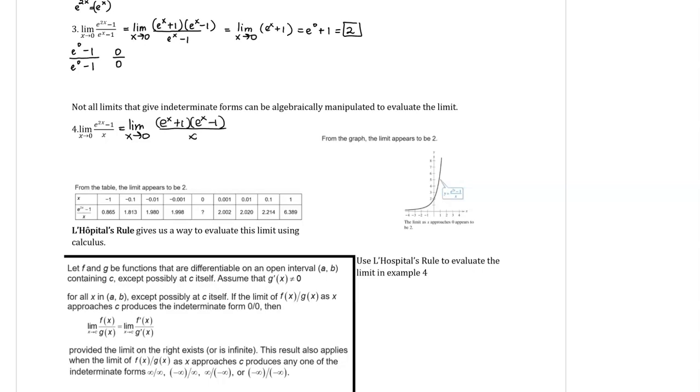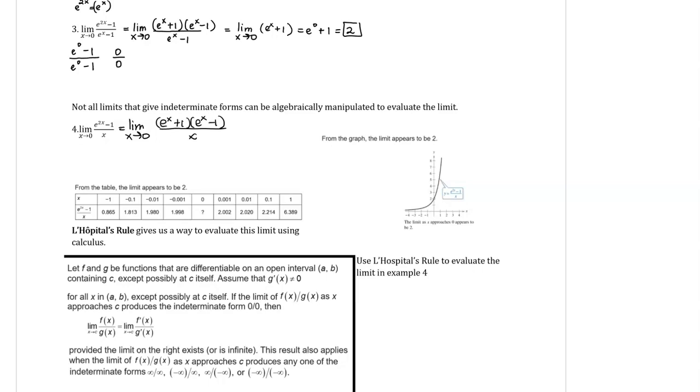And the reason it would not be helpful is because we're not able to cancel out any common factors. Now, we have learned other techniques besides algebraic manipulation in order to evaluate a limit, such as evaluating a limit numerically using a table, or evaluating a limit graphically by looking at the graph. In both cases, we can see that the limit appears to be 2.